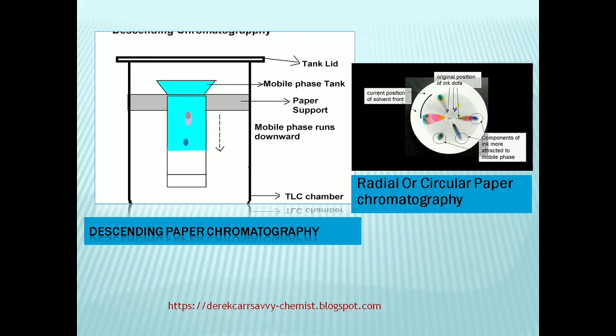For radial or circular paper chromatography, a circular filter paper of about 12 to 15 centimeter diameter is used. The filter paper is cut up to the center from the edge in such a way that a tongue or a wick is formed, as shown in the figure. The sample spot is placed on the baseline near the center. The paper is placed on a petri dish containing the developing solvent in such a way that the wick dips in the solvent. The filter paper is covered by another petri dish.